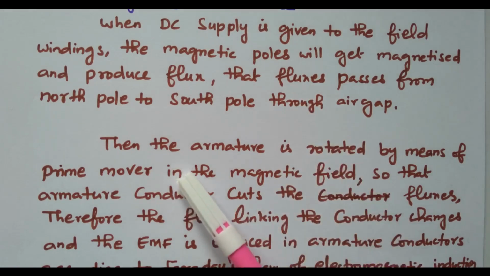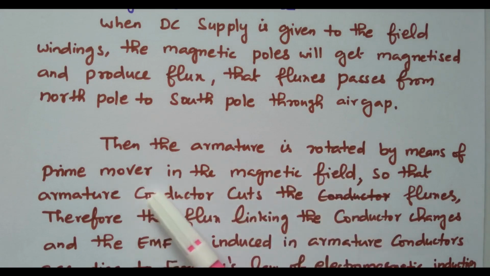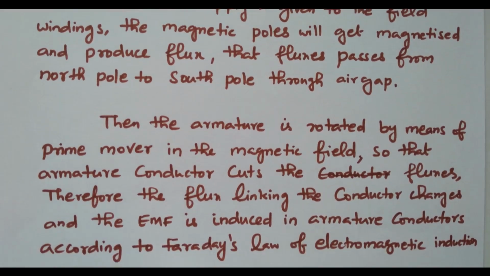Now the rotating part, the armature, is rotated by means of a prime mover in the magnetic field, because in a generator mechanical energy is the input. There is a rotation that is given by the prime mover. So by using the prime mover, the armature is rotated, mechanical energy is given, so that the armature conductor cuts the flux. The flux already produced by the field winding is cut by this armature conductor. Therefore the flux linking the conductor changes and EMF is induced in the armature winding.